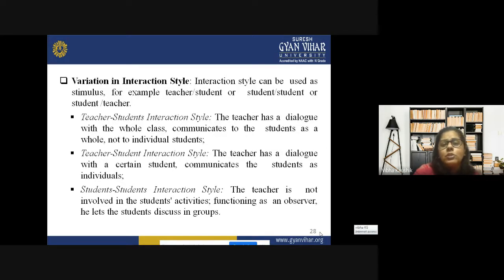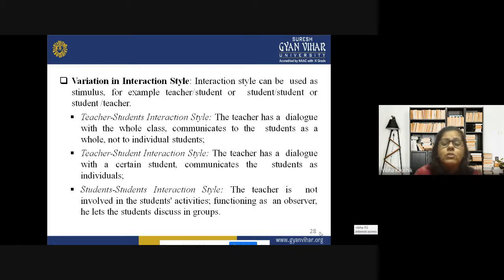Variation in the interaction style. Interaction style can be used for stimulus, for example, teacher-student, student-student or student-teacher. Means the interaction can be done in any one. Teacher-class interaction style: the teacher has a dialogue with the whole class, communicates to the students as a whole, not to an individual student, when the teacher is instructing the whole class at a particular time. Teacher-student interaction style: the teacher has a dialogue with a certain student, communicates to the student as an individual, when the teacher is dealing with a particular individual or a specific student.